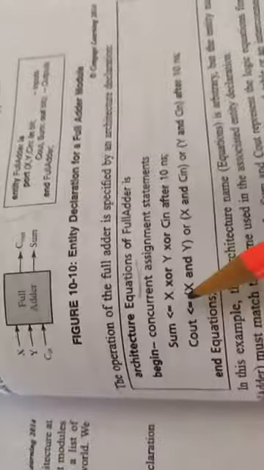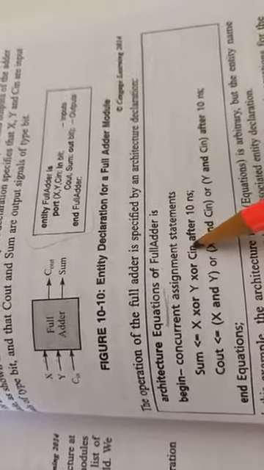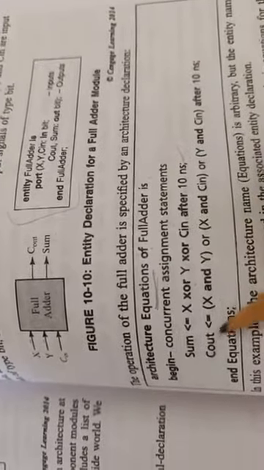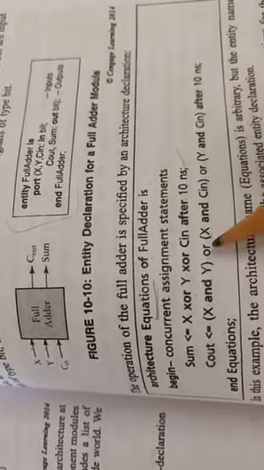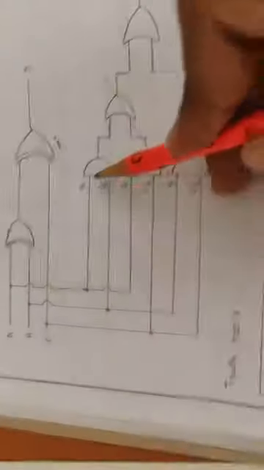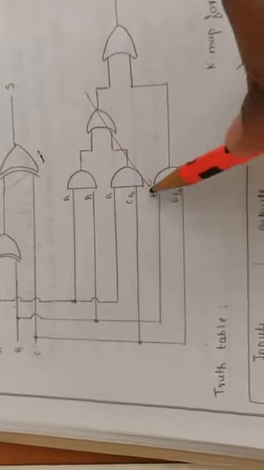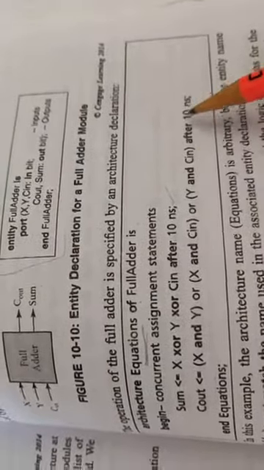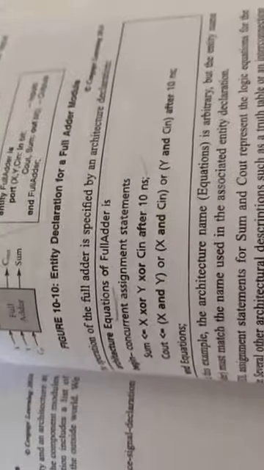Similarly, X XOR Y XOR C input, you are going to get after 10 nanoseconds because of the delay. Similarly for carry: X and Y, or X and C input, or Y and C input. Similarly, A and B, A and C, B and C. So this is how you are supposed to write the VHDL model for full adder. So this is a 1-bit full adder.